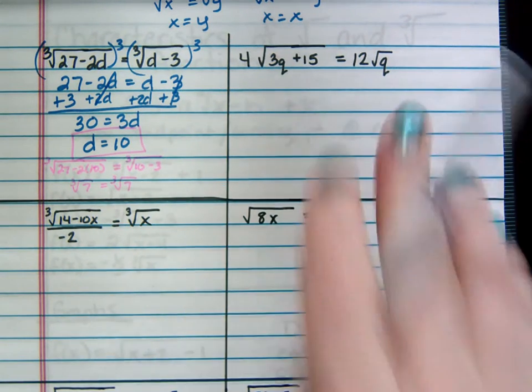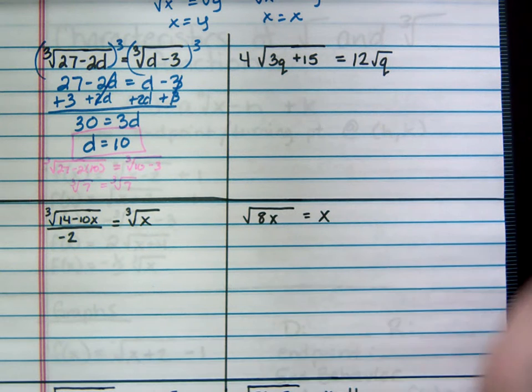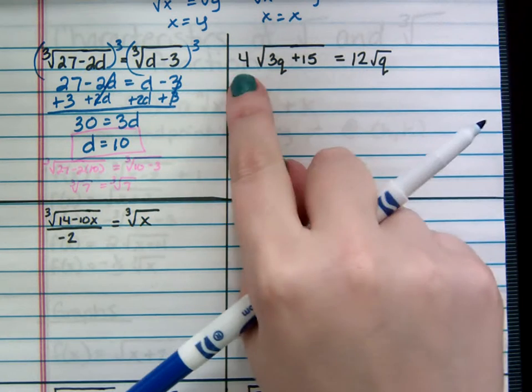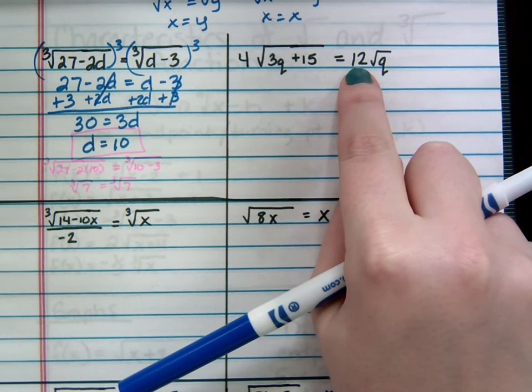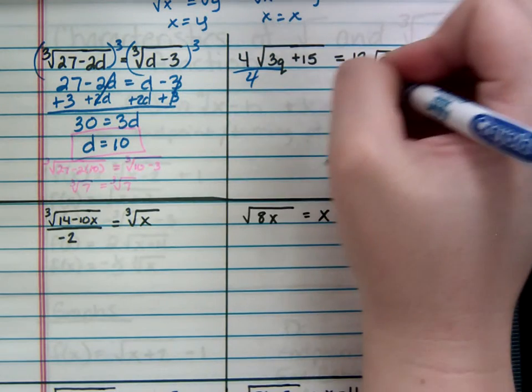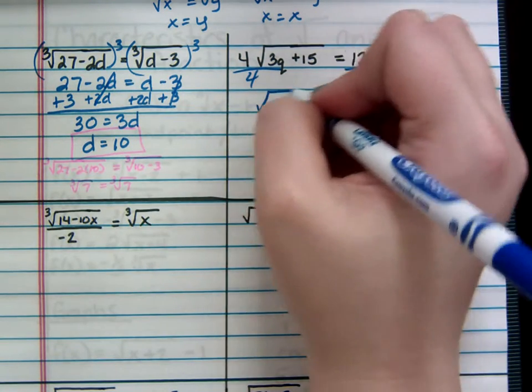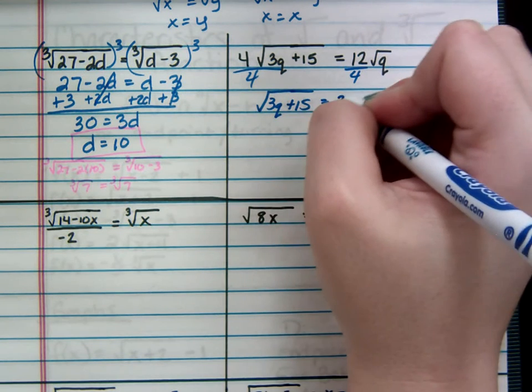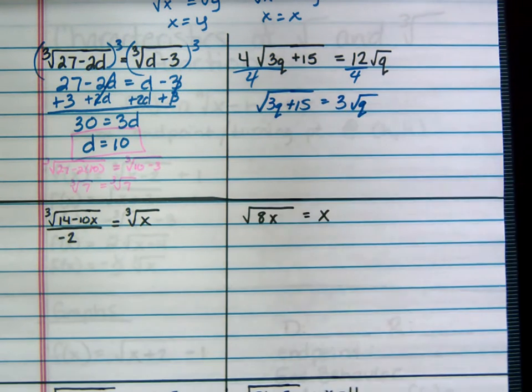Now, on this one, we have radicals on both sides again, but this time there are things outside of the radicals. Now, you have to have the radical isolated on at least one side. So I need to either move the 4 or the 12 over to the other side. In this case, because 12 is divisible by 4, it's the 4 I'm going to move. So I get the square root of 3q plus 15 is equal to 3 square root of q.